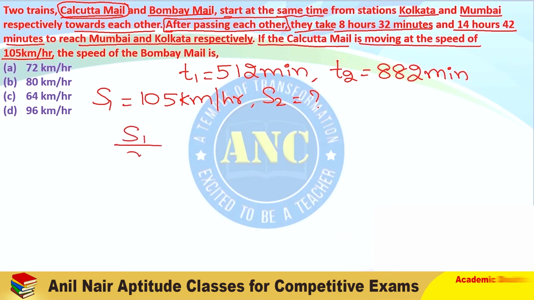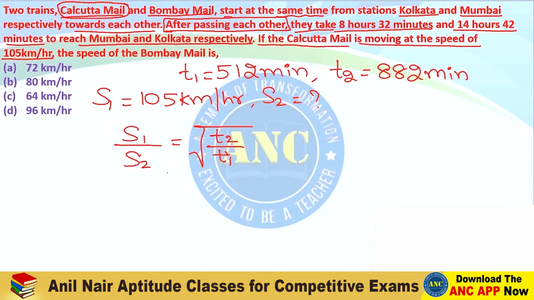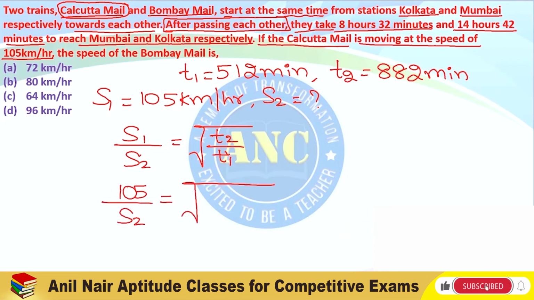So S1 by S2 is equal to the square root of T2 divided by T1, right? Square root of T2 divided by T1. S1 is 105, divided by S2, equals the square root of T2, which is 882 minutes, divided by T1, which is 512 minutes.